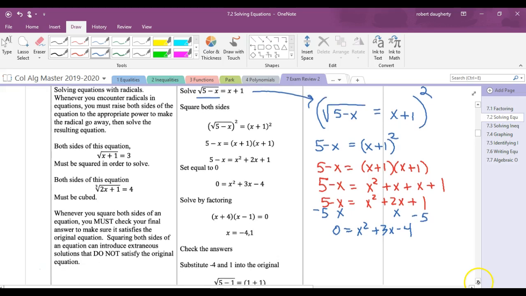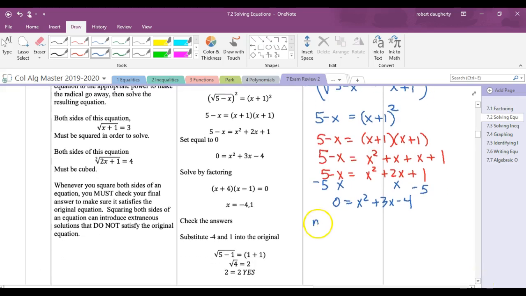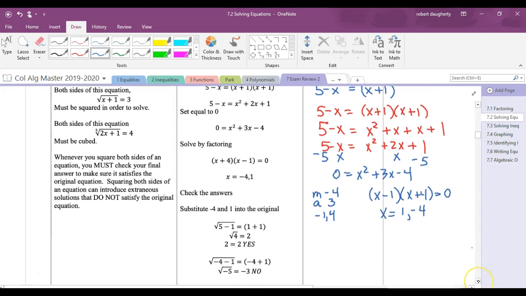How do I solve that? I need two numbers that multiply to -4 and add to +3. That's going to be a -1 and a +4. So my answer is x minus 1, x plus 4 equals 0, which tells me that x is equal to 1 or -4. Okay. Now, you're not done until you check your answers. I have to go back to my original and make sure that these answers are valid. The original was the square root of 5 minus x equal x plus 1. Let's check x equal 1.